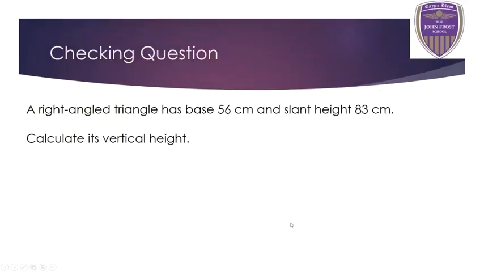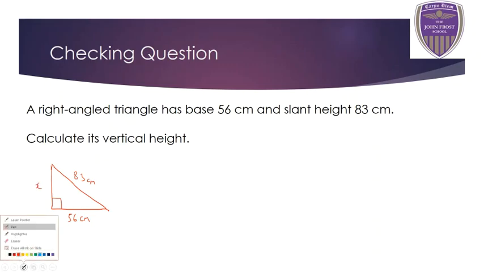Okay, let's look at the checking question then. A right angle triangle has base 56 centimeters and slant height 83 centimeters. Calculate its vertical height. First thing I'm going to do here is draw this triangle. So it's right angled. It's got base 56 centimeters and slant height 83. Remember, the slant height is the diagonal height. And I've been asked to find this vertical height, which I might call x to help me.